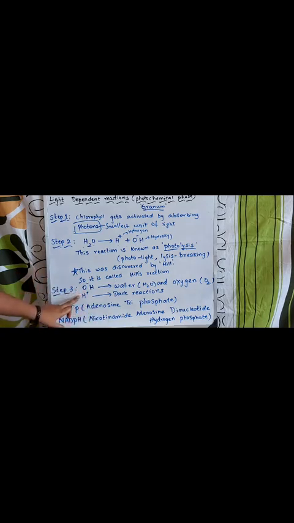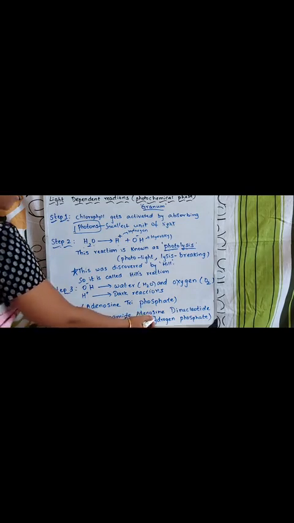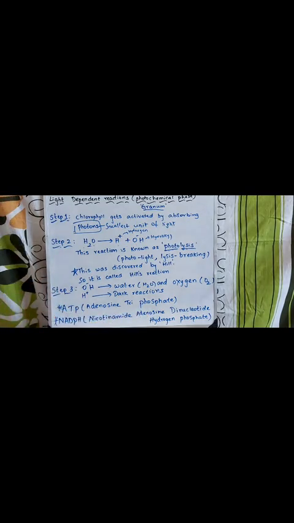Now coming to this H plus ions, it is involved in the dark reaction. And here at the end of this light reaction, two important compounds are formed, known as ATP and NADPH. Note down students, very important abbreviations. ATP means adenosine triphosphate, very important. And NADPH means nicotinamide adenosine dinucleotide hydrogen phosphate.